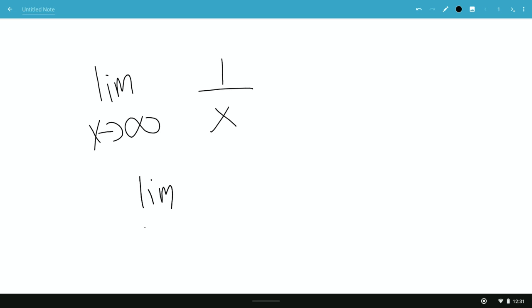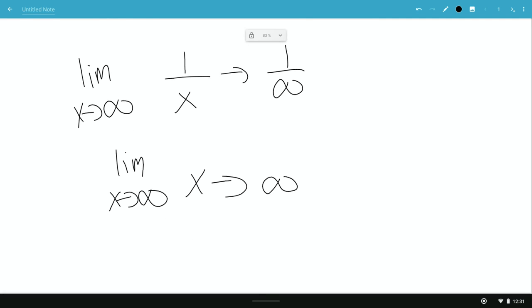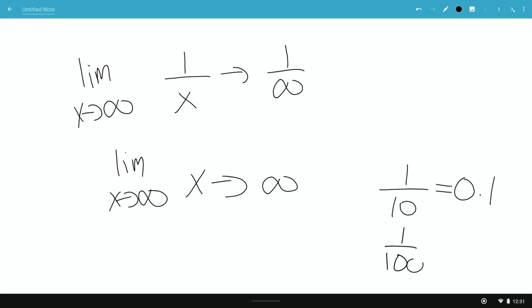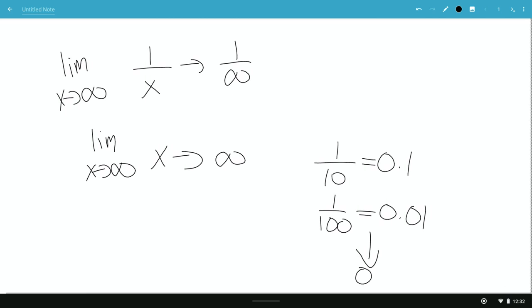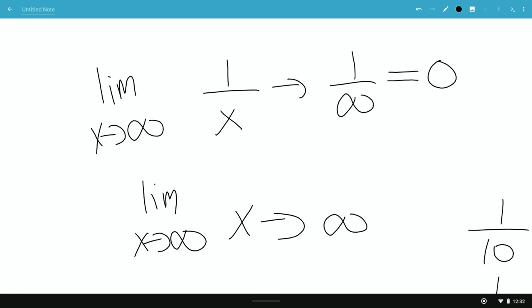In this video, we're going to go over some limits at infinity. So the limit as x goes to infinity, just as an example, of 1 over x. So x by itself goes to infinity, so this will go to 1 over infinity. And if you have 1 over a big number, like 1 over 10 is 0.1, 1 over 100 is 0.01, and so on, this will tend towards 0. So 1 over infinity tends to 0.